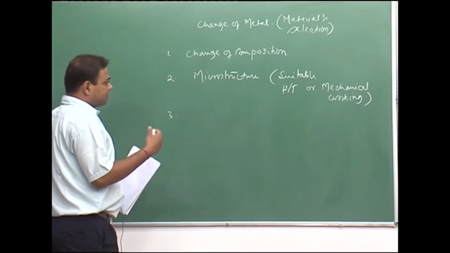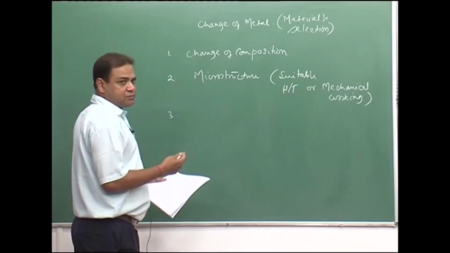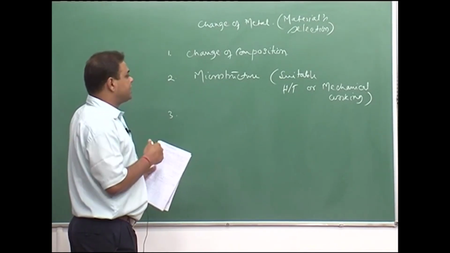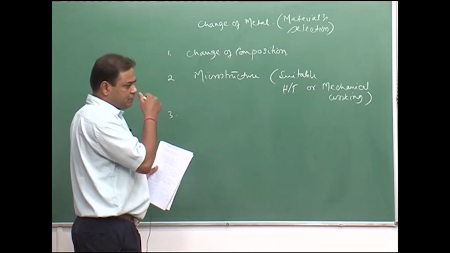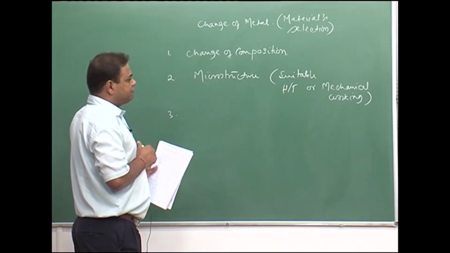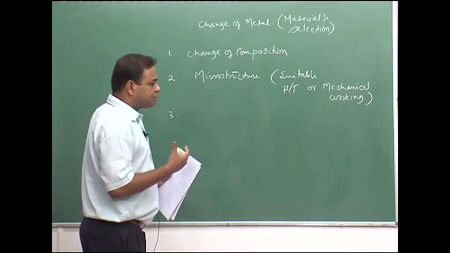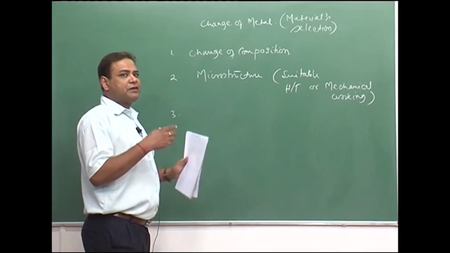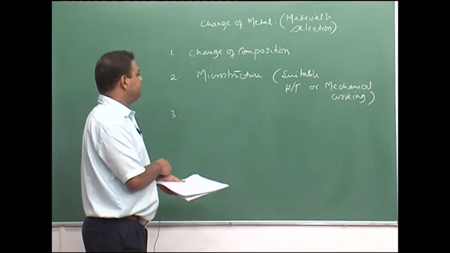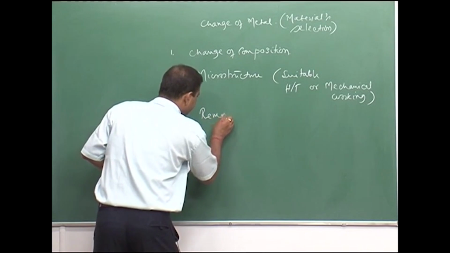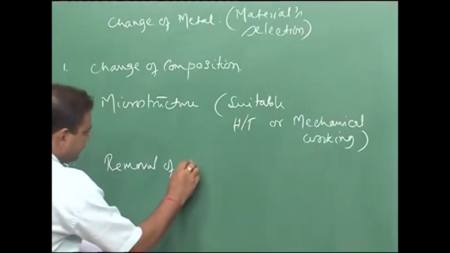Then we can also employ, for example, in a particular material, if we have stress which can be in the form of residual stress, that stress we can get rid of by doing a low temperature stress relief annealing operation. Then if we remove that residual stress, we can get rid of stress corrosion cracking. So, removal of residual stress.